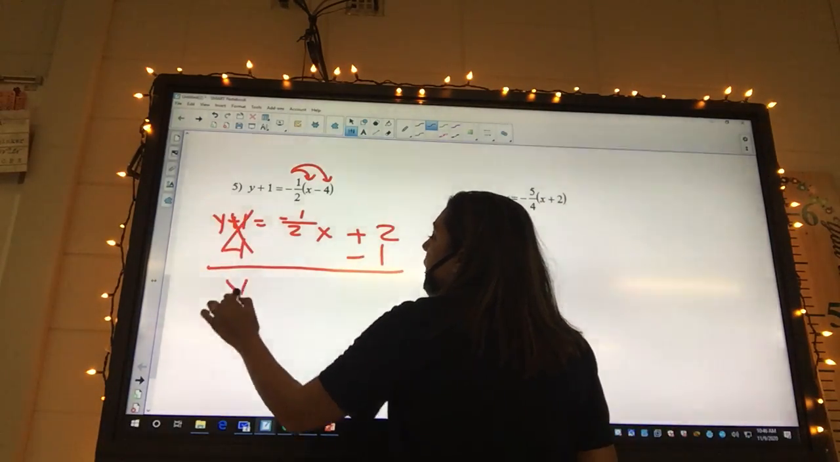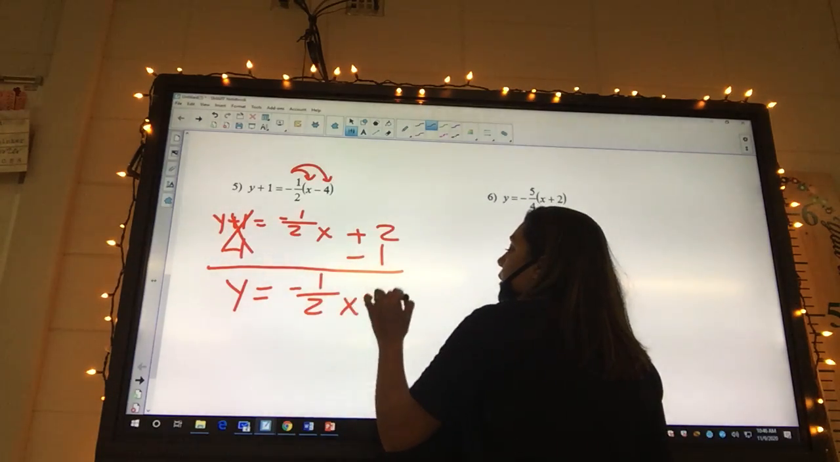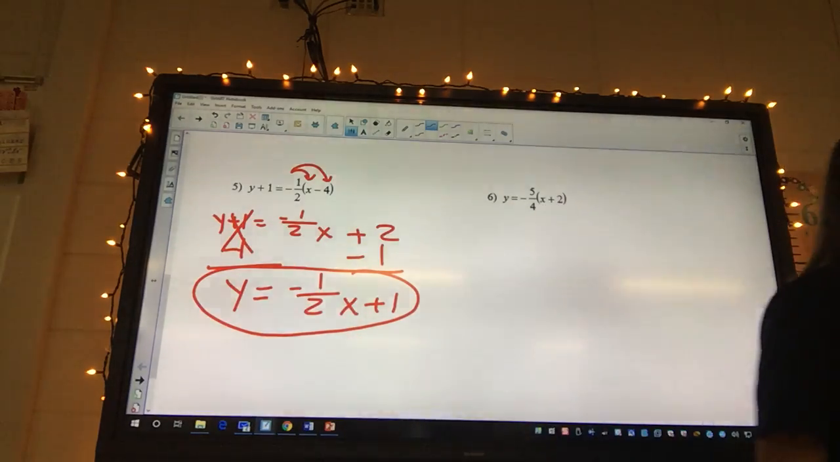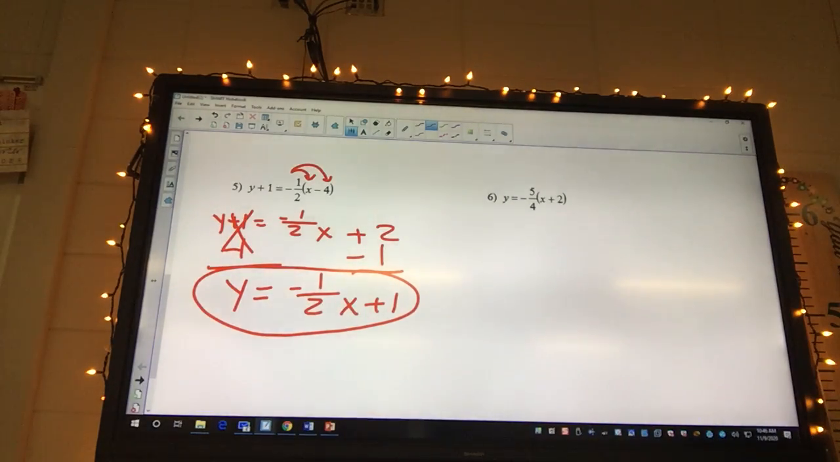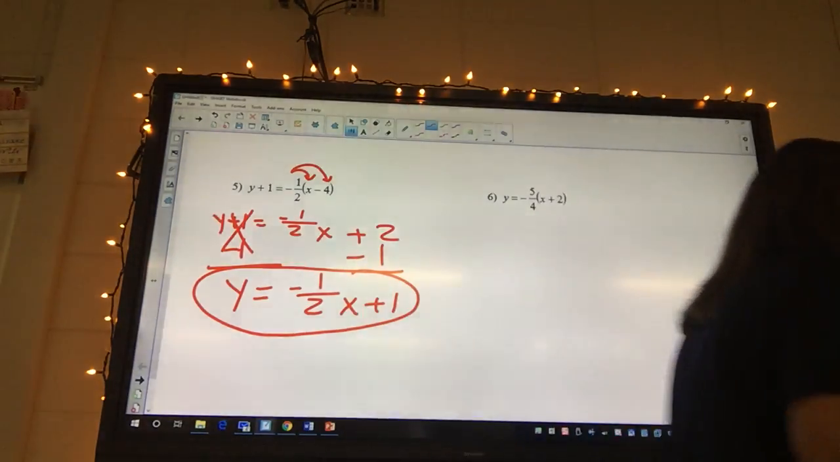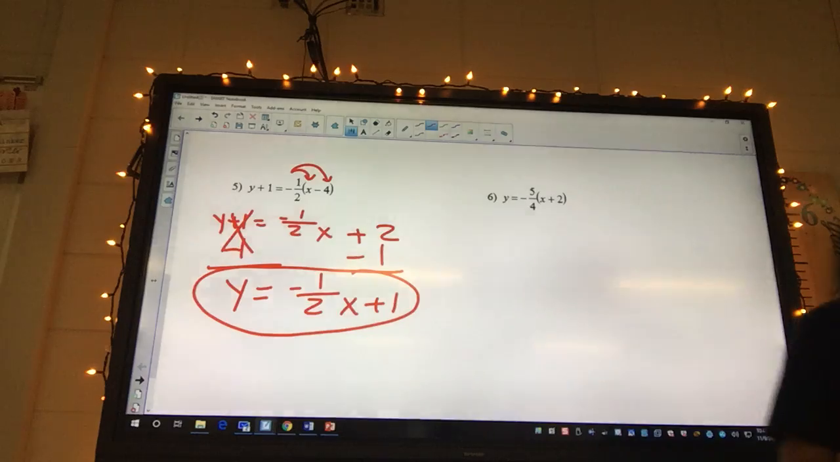What form are we getting these to? Slope-intercept. And how can we tell if something's in slope-intercept form? Because the y is by itself. Okay, go to the next page. Let's look at 7.